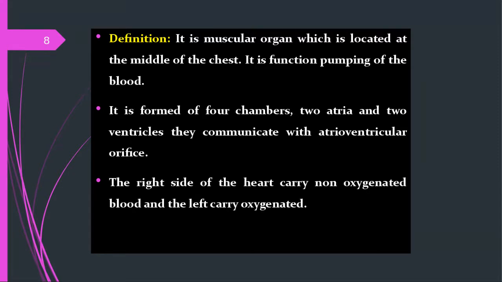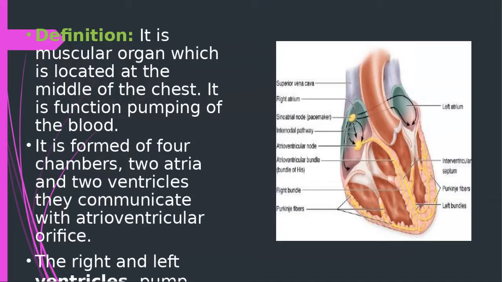In summary, you just have to remember that the heart is a muscular organ and its function is to pump the blood. It has two atria and two ventricles, and they communicate through the atrioventricular orifice. Orifice means an opening. And the right side of the heart carries oxygenated blood, and the left side carries non-oxygenated blood. Sorry, the opposite way. Now see this. This is the heart. This is your atrium and this is your ventricle. This is your aorta, the main vessel. So all these structures are there.